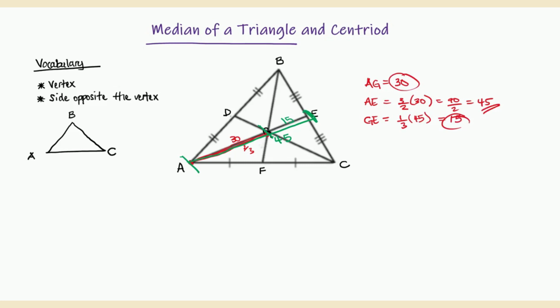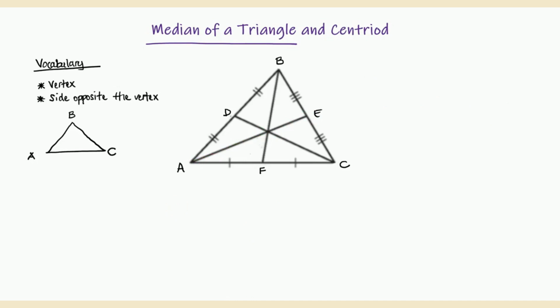So make sure to go back and double check your answers. Remember that AG, which is the 2/3 part, plus GE, which is the 1/3 part, should be equal to AE, which is the full length. We were given that AG was 30 here. We found that GE was 15, and then we also found the total was 45, which makes sense. Now, what happens if you're given the 1/3 part? How would you solve a problem like that? Let's do an example like that.